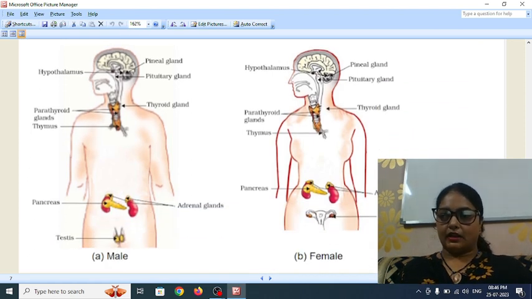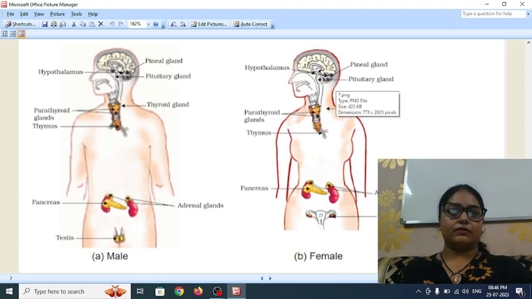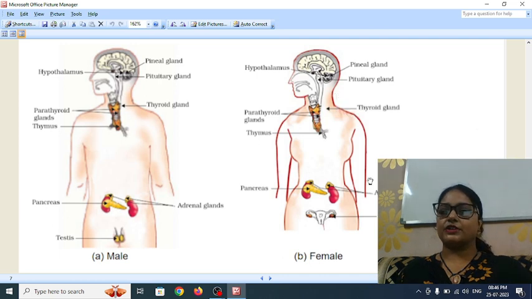These are some hormones in males and females. Both diagrams are given, and the hormone glands along with the hormones, the picture is given here. And we already discussed the hormones.